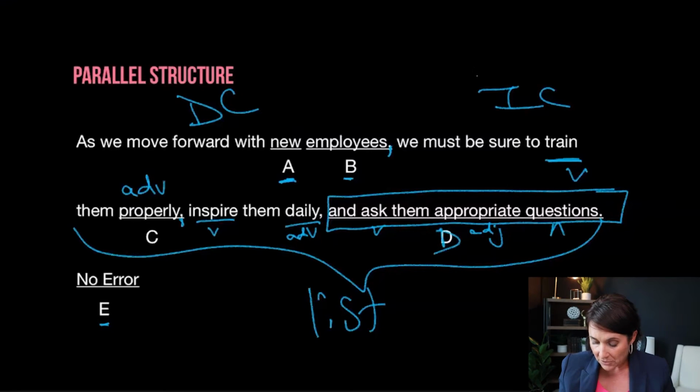And the way I would probably do this is say, as we move forward with new employees, we must be sure to train them properly, inspire them daily, and question them appropriately. That would be the best way, okay? Because then question becomes a verb and appropriately becomes the adverb, all right?